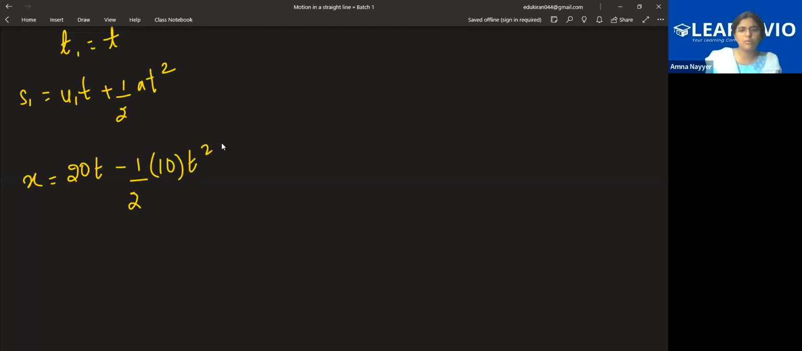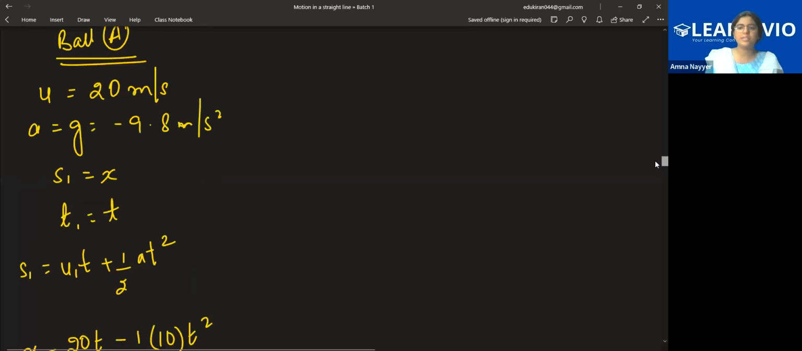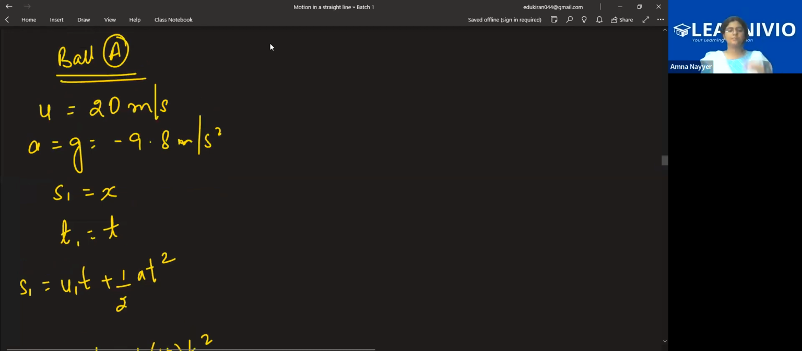Time also, we do not know. Right? We do not have any information about the time. Let's just make this equation clear: x is equal to 20t minus 5t square. This is what we have. This is one equation which is there with us. Now let's come to ball B. First, tell me, is ball A's concept clear to all of you? Yes or no? Yes.